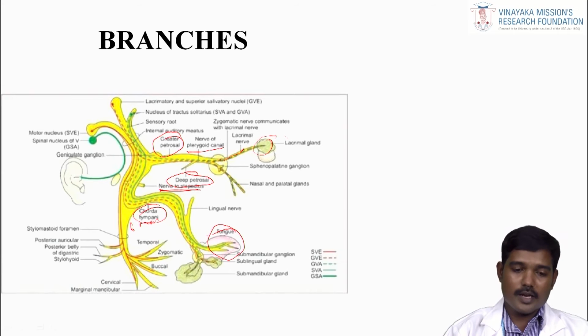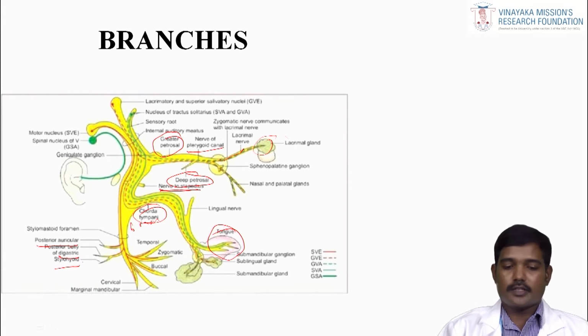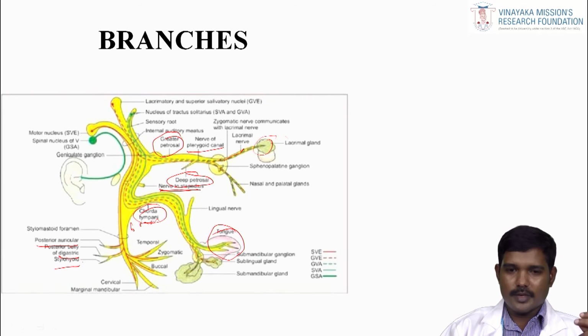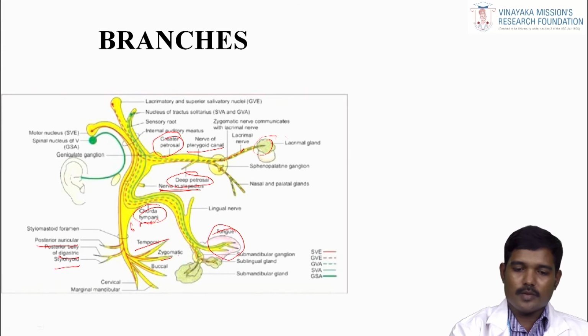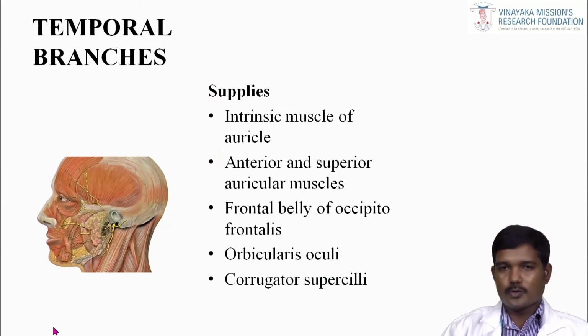Then after coming out of the stylomastoid foramen, it gives 3 branches: posterior auricular branch, digastric branch, stylohyoid branch. Then it enters the parotid gland and gives its 5 terminal branches. It's very important for maxillofacial surgeons: temporal branch, zygomatic branch, buccal branch, and the very important marginal mandibular branch, and cervical branch. So we can go through the terminal branches one by one, because maxillofacial surgeons do many surgeries in the face region. So the terminal branches of the facial nerve are very important while doing any surgical procedure.